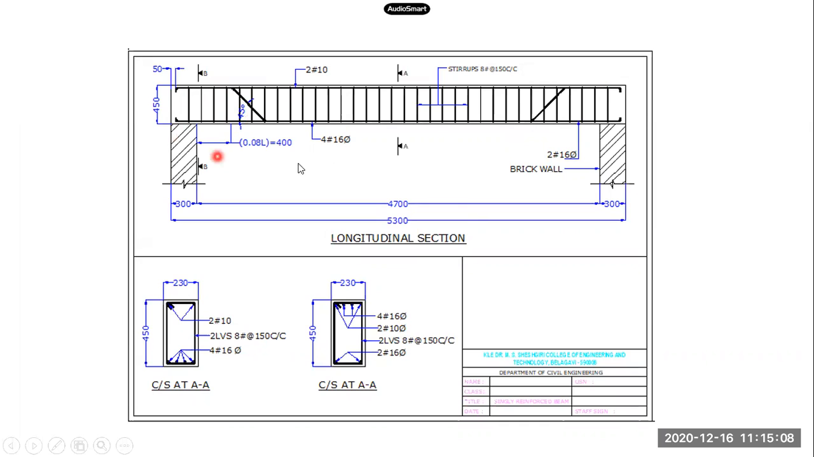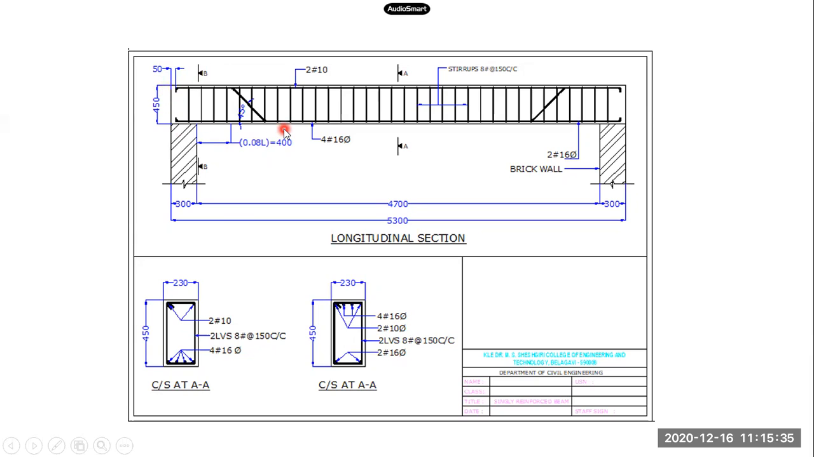Okay, so that is what you have in this longitudinal section over here. Other than that, the clear span is 4700, and the support width of 300 mm will be shown in dimensioning. Okay, so that is what you need to do, and the depth of the beam is 450 mm. So this end cover is 50 mm here. We'll be having the end cover of 50 mm.